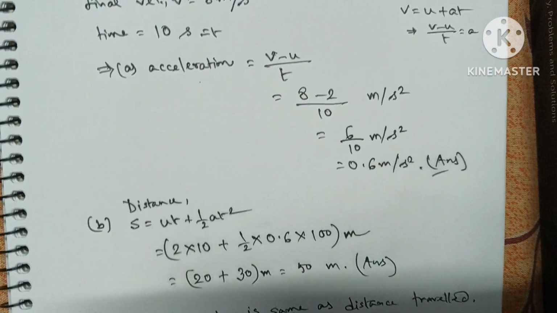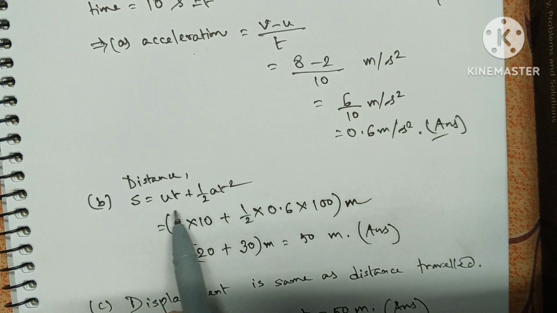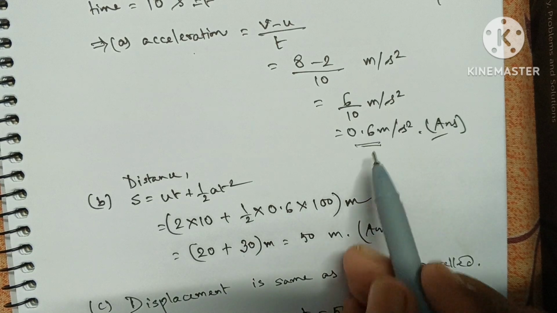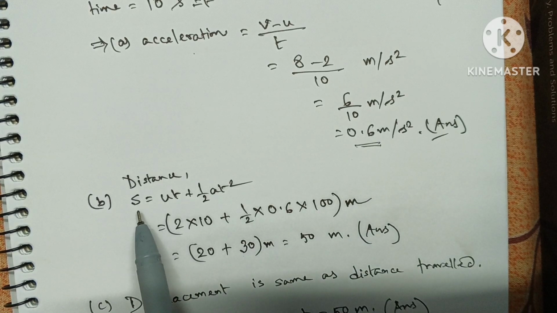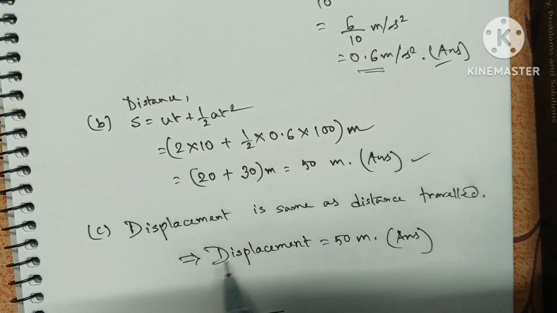And what is the distance? The formula for distance is s is equal to ut plus half at square. u is equal to 2, t is equal to 10, and a is equal to 0.6, that we have got from before. So calculating, we get it is equal to 20 plus 30 meter is equal to 50 meter. This is the answer. And here displacement is same as the distance traveled. Therefore displacement is equal to 50 meter.